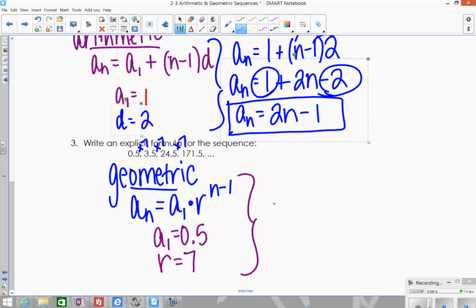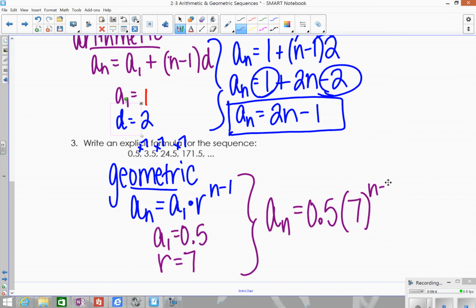Take those and write them in the formula. So a sub n equals a1, so 0.5, times 7 for the common ratio raised to the n minus 1. And that's it, because you can't multiply the 0.5 and the 7, because 7 belongs to the exponent, but 0.5 doesn't, so you just have to leave it like that. So let's try a few more together.